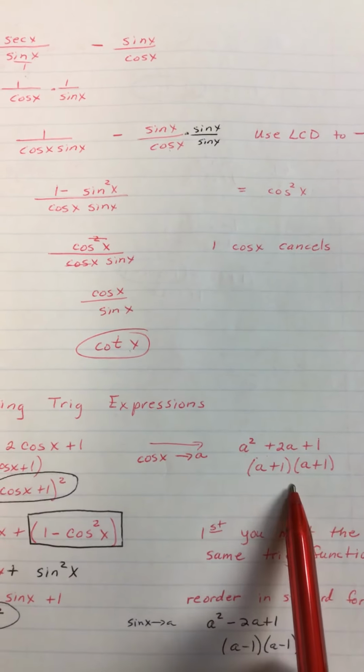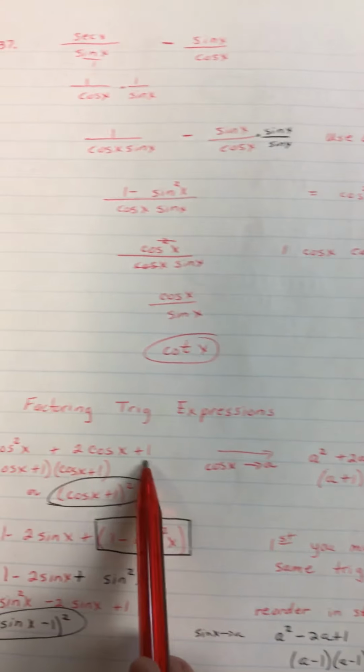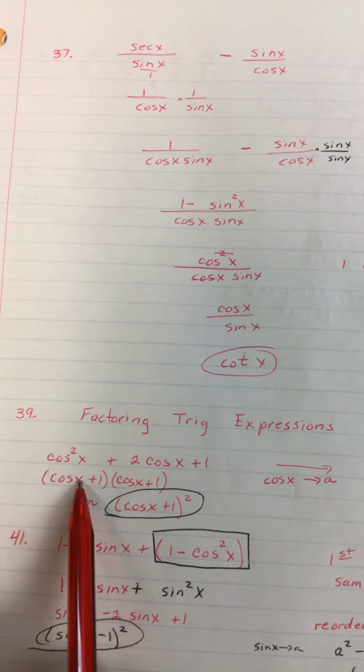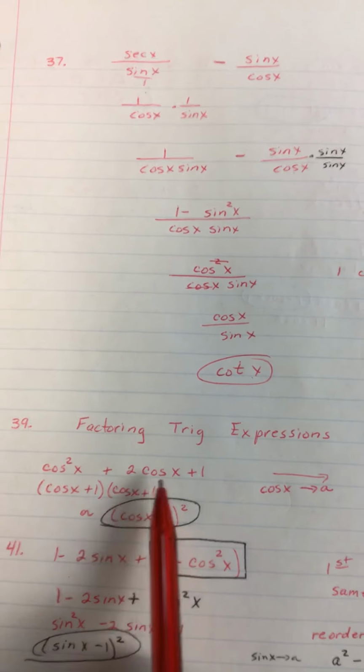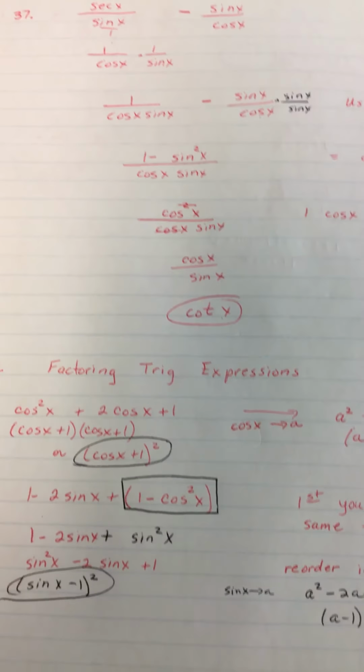that into a plus 1, a plus 1. So in place of where the a should have been, I'm going to have cosine x plus 1, cosine x plus 1, or you can write that as the square of that expression.